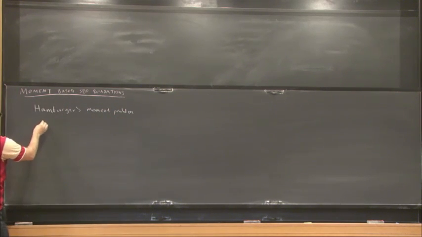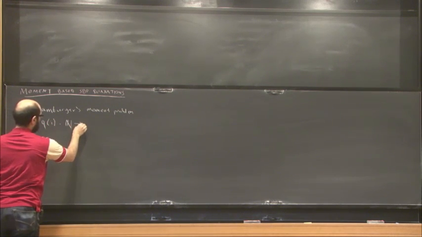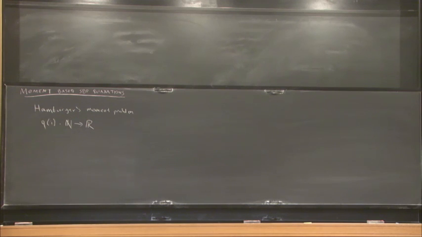Suppose we are given a sequence over natural numbers, and we ask the question: does this sequence correspond to a probability distribution? Does this sequence correspond to the moments of a probability distribution? In other words, is there a probability distribution on reals for which Q0, Q1 is the first moment expectation, Q2 is the second moment, and so on?